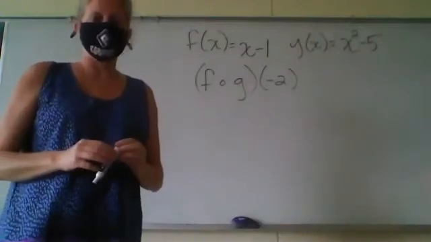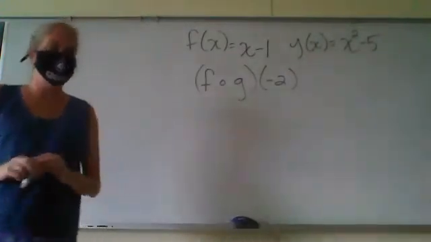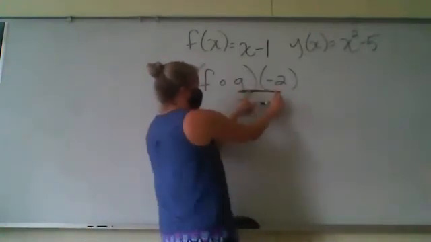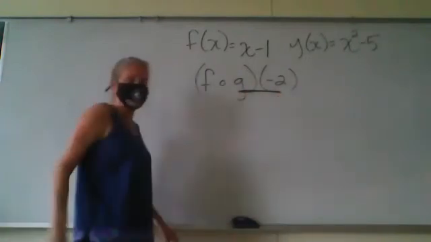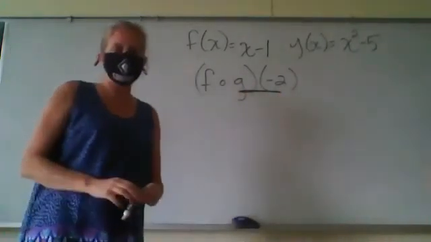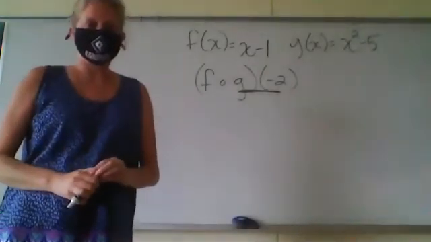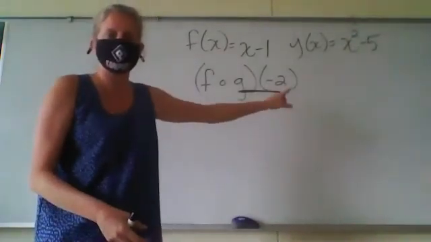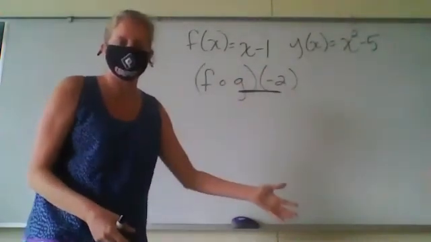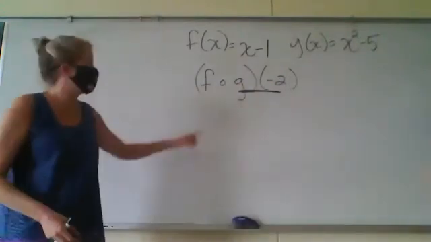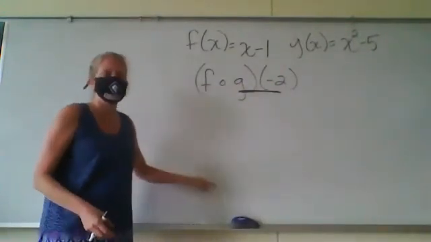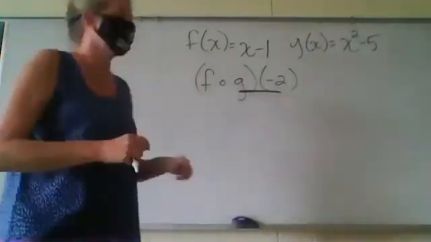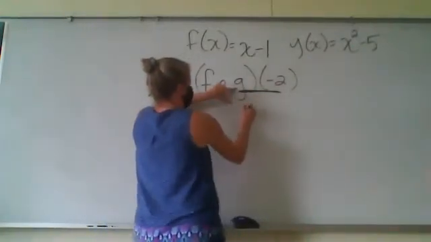So here is how this is going to work. The first thing you're always going to do is find out whatever is on the inside, which is what I call this right here. So that's what I need to find first. I need to find g of negative 2. That's going to give me an answer, right? Once I go to the g function and replace its x with negative 2, I'll have an answer. Once I find that answer, I'm going to find f of whatever that answer is. So it's 2 parts. Find the inside first, which is g of negative 2.